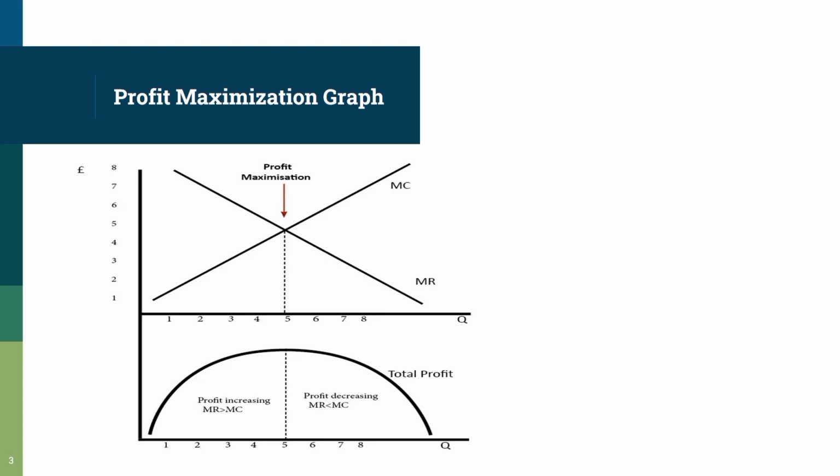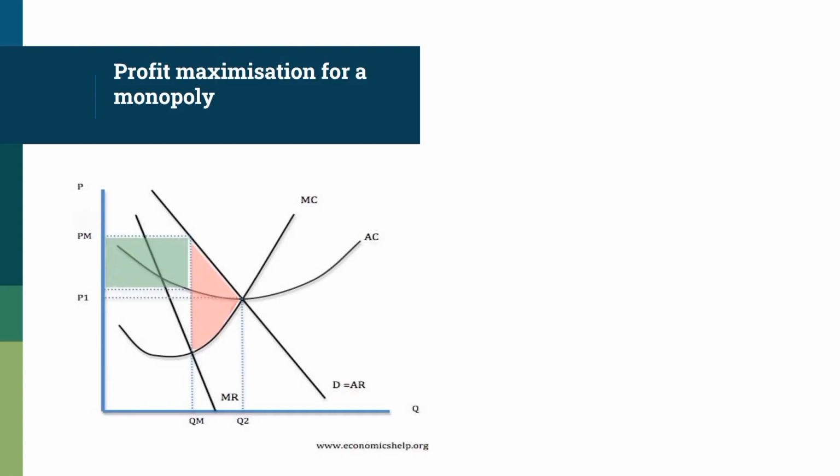Profit maximization for a monopoly. In this diagram, the monopoly maximizes profit where MR is equal to MC at QM. This enables a firm to make supernormal profit, that is, the green shaded area. Note the firm could produce more and still make normal profit. But to maximize profit, it involves setting a higher price and lower quantity than a competitive market.